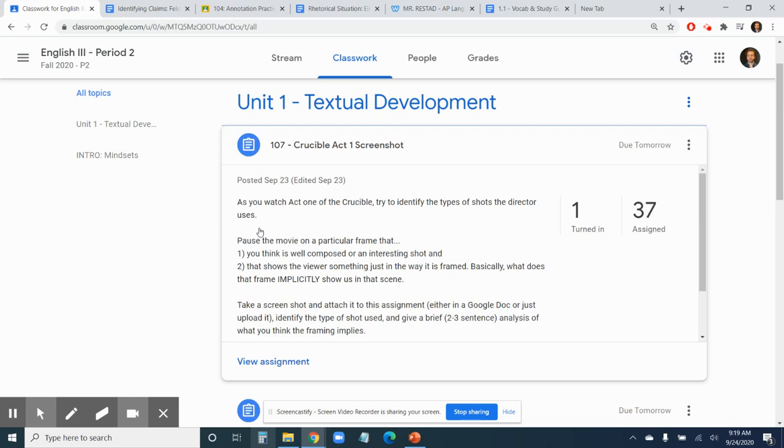You're going to pause the movie on one frame that you think is well composed, and that is showing the viewer something beyond just, okay, this is this character. Usually directors frame characters in such a way that it's showing the audience a little bit more about who that character is, or the situation that they're in.